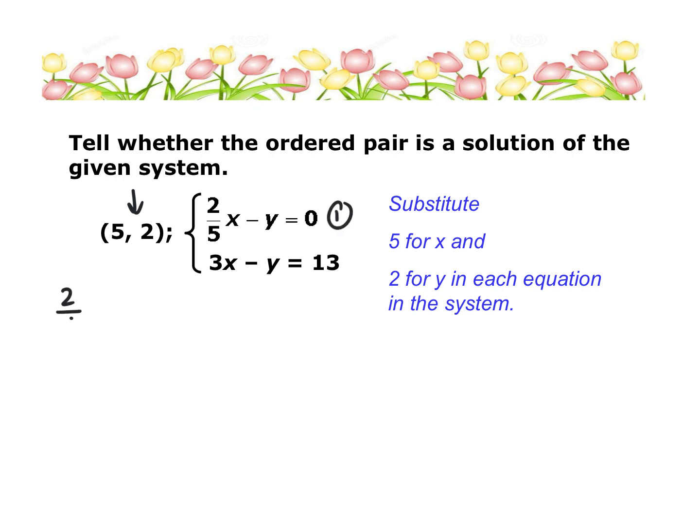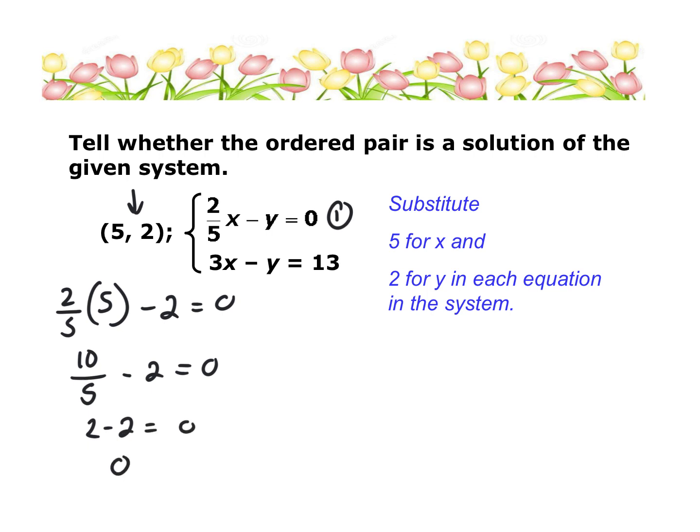So I'm going to do 2/5, and I'm going to plug in the 5, which is the x, so times 5, minus 2, which is the y, equals 0. So I'm going to multiply this. So I'm going to get 10/5 minus 2 equals 0. I'm going to simplify the 10/5 to 2, minus 2 equals 0. And then we get 0 is equal to 0. So it did work for that first equation.